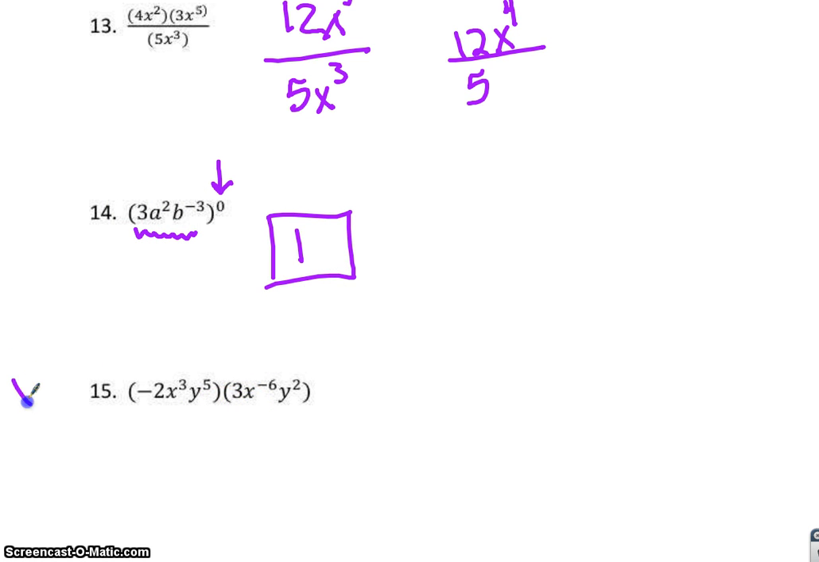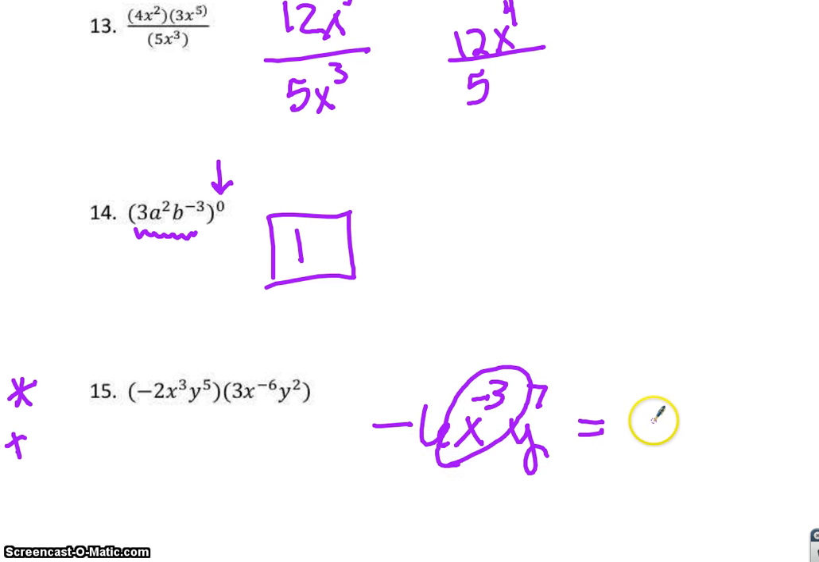Number 15, you are multiplying your big numbers, you're adding the small numbers. Negative 2 times 3 is a negative 6. X to the 3 plus negative 6 is negative 3. Y to the 5 plus 2 is 7. This is not your answer because you are not allowed to have a negative exponent. The negative exponent is the only problem we have. So negative 6y to the 7th you leave alone. Over x to the third has to get moved to the bottom.